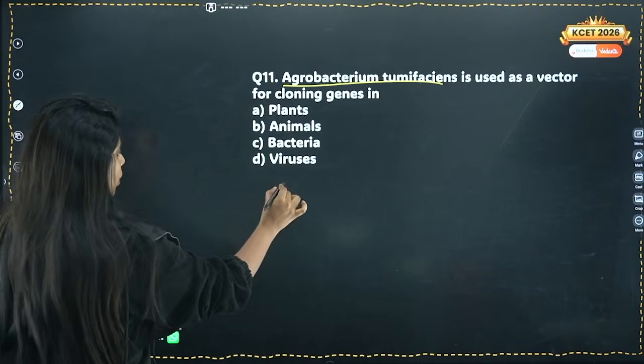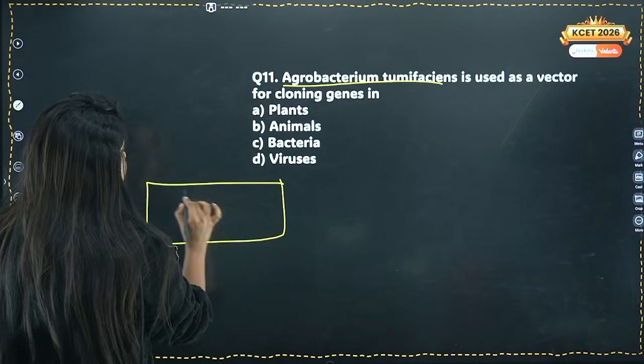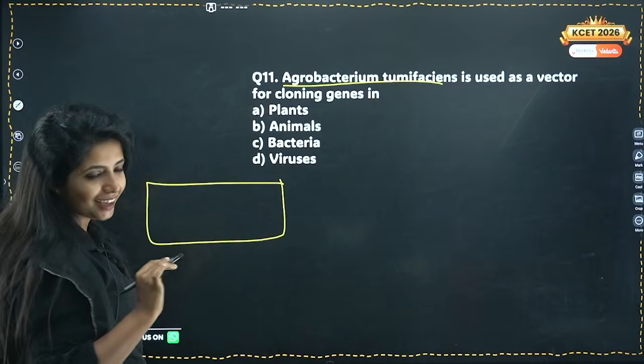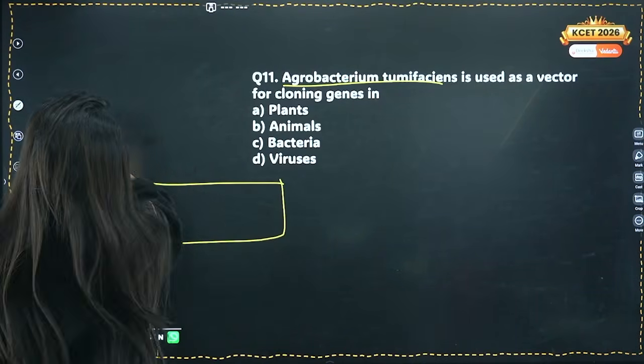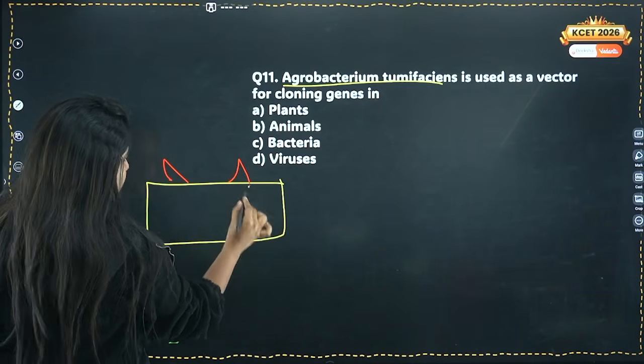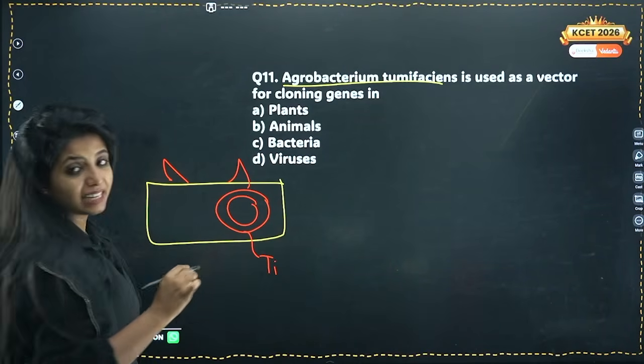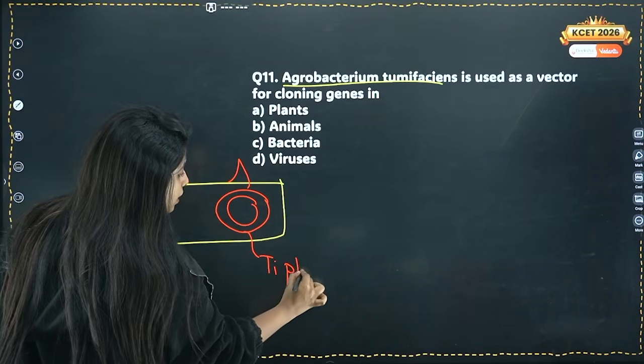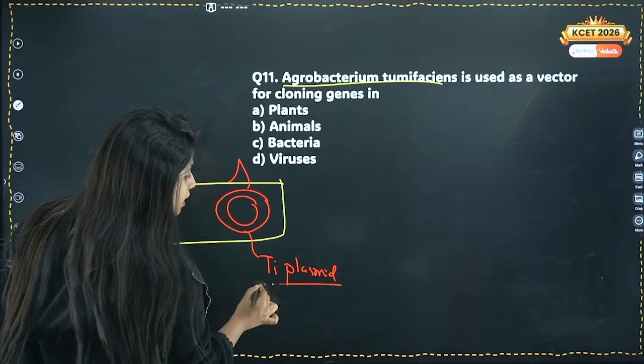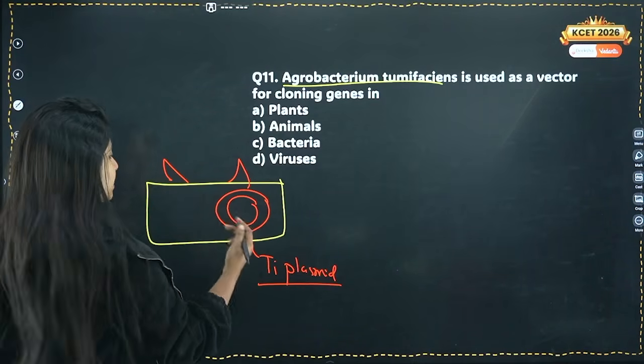So I'll tell you something about Agrobacterium tumefaciens. This is the bad bacteria that we have. Why? Because basically this guy, my dear children, has a tumor-inducing plasmid. TI plasmid stands for tumor-inducing plasmid. It causes tumor in the case of plants. How exactly? I'll tell you.